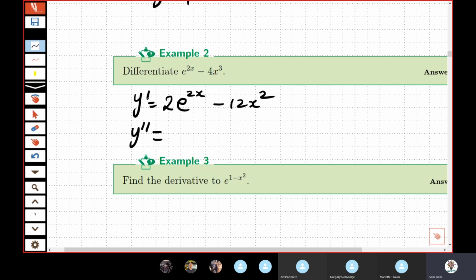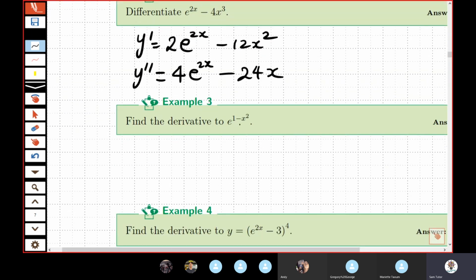Y double dash. Imagine you had to, you don't, but just hypothetically say you had to differentiate again. What would it be, Andy? 4 times 2, so 8e to the power of 2x minus 24 x to the power of 1. Done. Good man. Easy stuff.